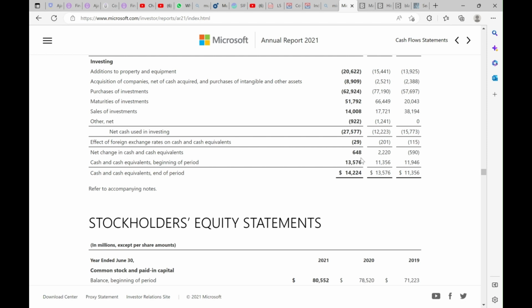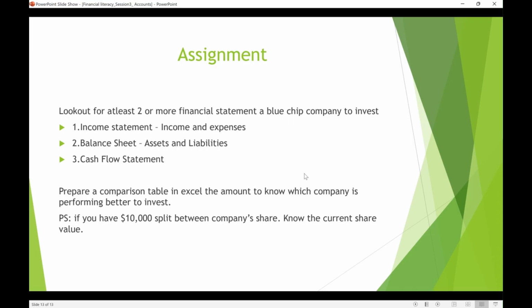Then we look at what the share market is currently, and whether it's improving or not. Hope you understand how to look at the balance sheet or financial statements of a company or blue chip company. So let's run a summit now.